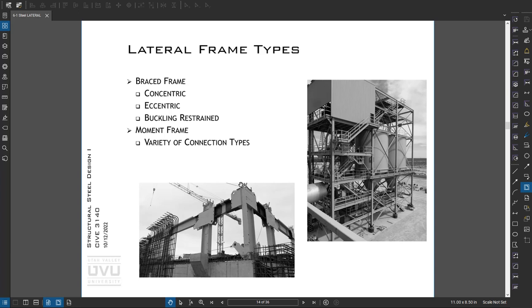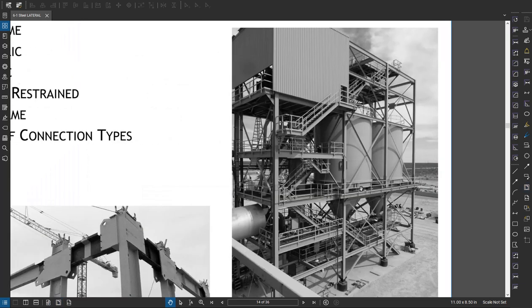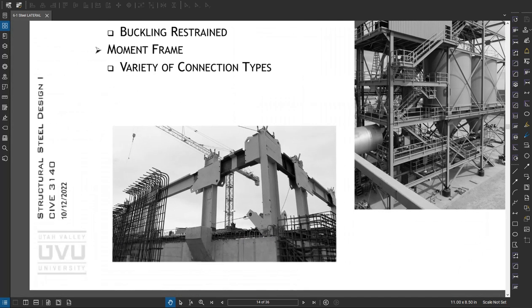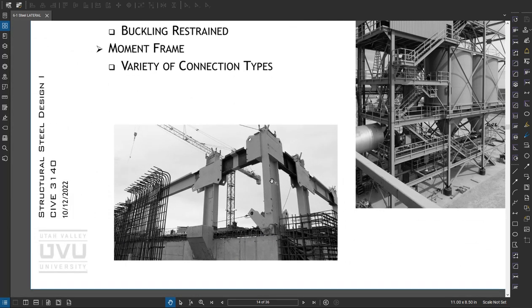A little bit on frame types. This one on the left is a moment frame. This is a brace frame. These are tension only braces. This is at an industrial site with pretty low seismic loads, and this is at a commercial site with very high seismic loads.